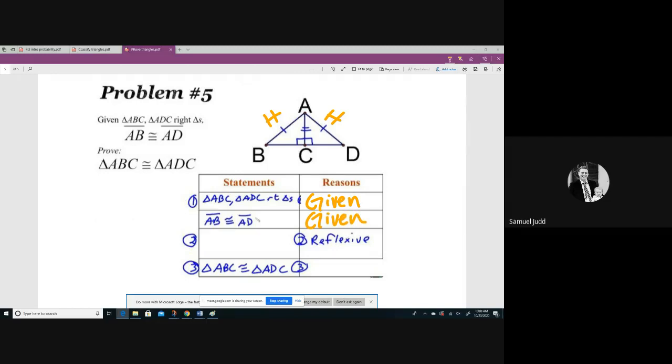Now it says I've proven something with the reflexive property. I guess I could say AC is congruent to AC by the reflexive property. That's the only thing equal to itself that's marked up there. So that means I have a hypotenuse and a leg that's marked congruent, which means I can use hypotenuse-leg to prove these triangles are congruent. And that concludes our video on proof.